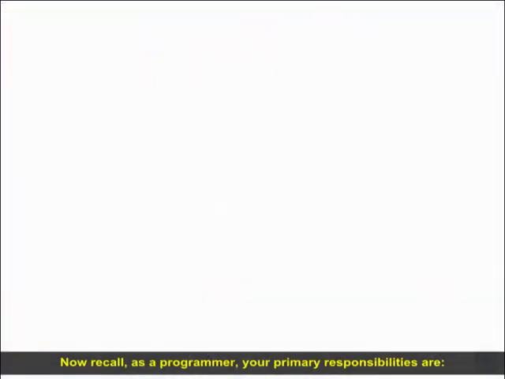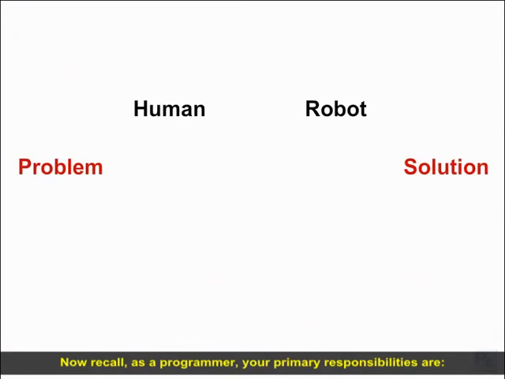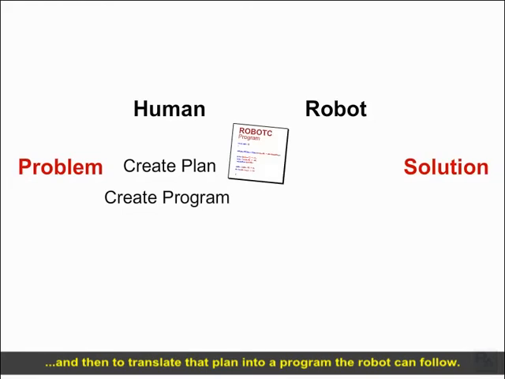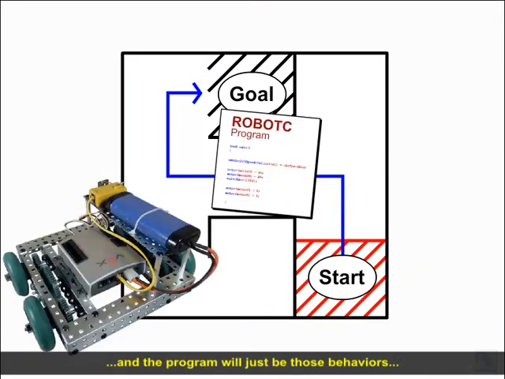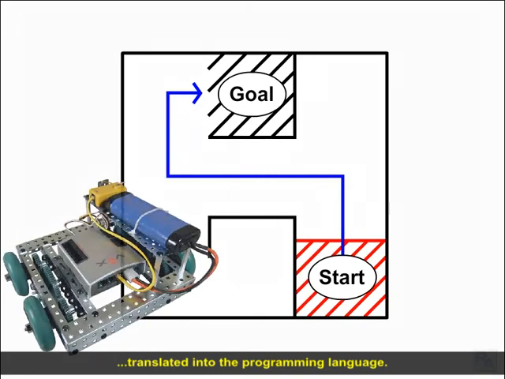Now recall, as a programmer, your primary responsibilities are, first, to formulate a plan for the robot to reach the goal, and then to translate that plan into a program that the robot can follow. The plan will simply be the sequence of behaviors that the robot needs to follow, and the program will just be those behaviors translated into the programming language.